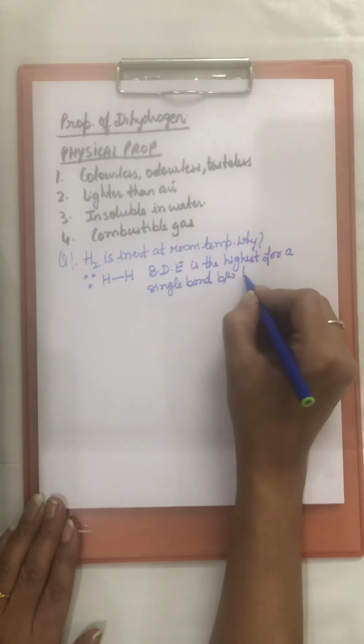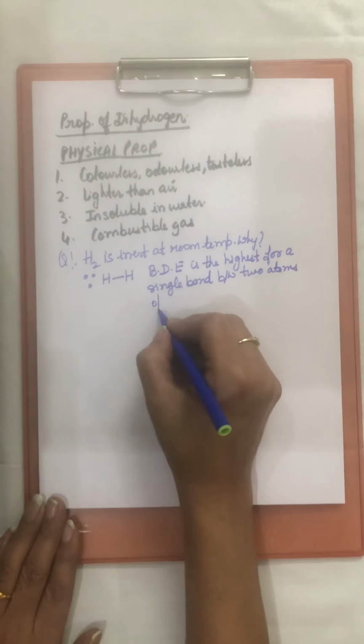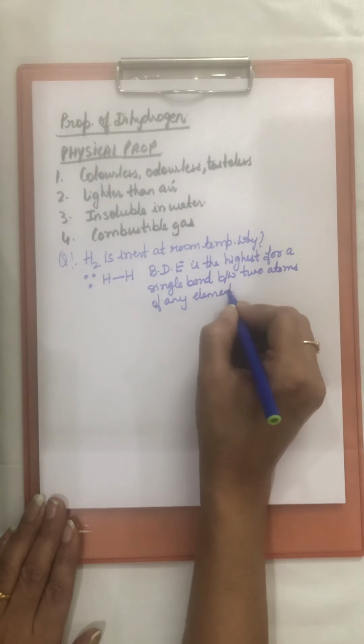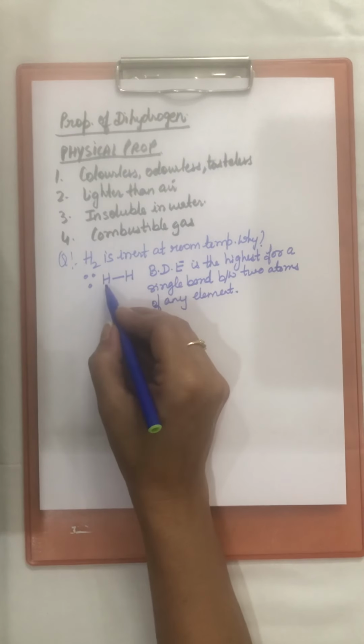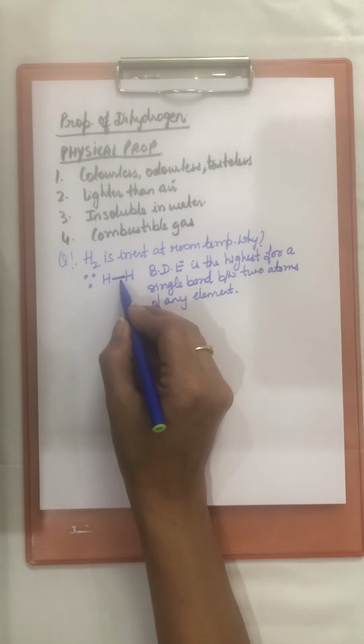for a single bond between two atoms of any element. The reason is that the size of hydrogen atoms is very small. So when size is small, the bond will be very close. These two atoms will be very close to each other. A small bond will form which will be difficult to break.